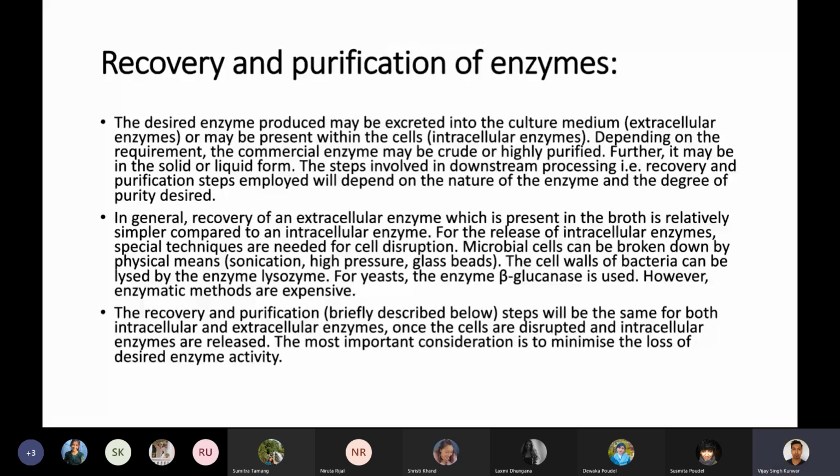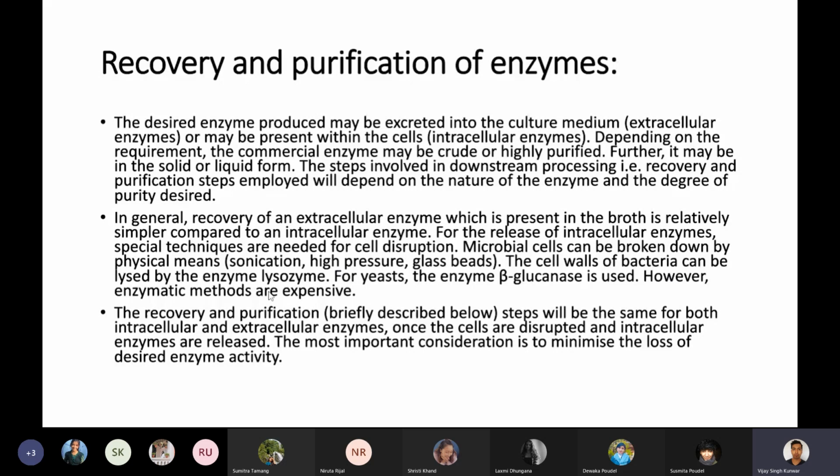In general, the recovery of the extracellular enzyme, which is present in the broth, is relatively simpler compared to the intracellular enzyme. For the release of intracellular enzymes, special techniques are needed for cell disruption. Microbial cells can be broken down by physical means: sonication, high pressure, and glass beads. The cell walls of bacteria can be lysed by the enzyme lysozyme. For yeast, the enzyme beta glucanase is used. However, enzymatic methods are expensive.